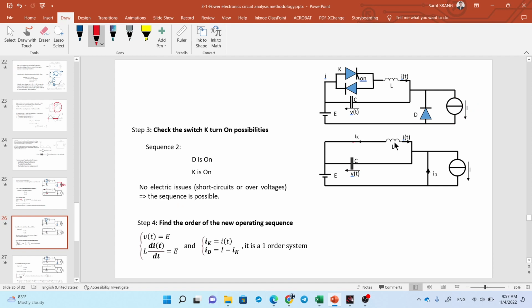When you turn this one on, what happened? D is still on. Okay, so assume that D is still on, and is it possible? Does it violate any condition or not? D on, K on. Is there any short circuit or overvoltage? Let's take a look. This one is in parallel, then this one is L, right? So it seems okay. Then find the order of the new operating sequence. Order here means the order of the differential equation.